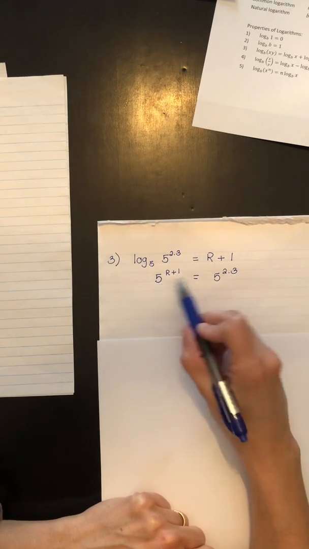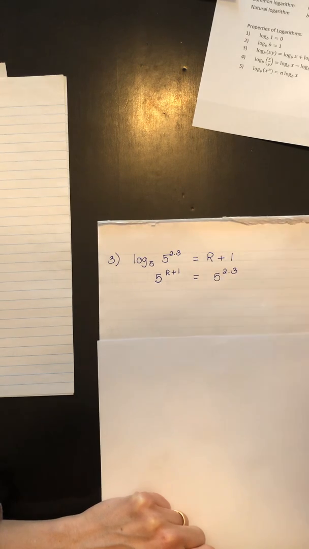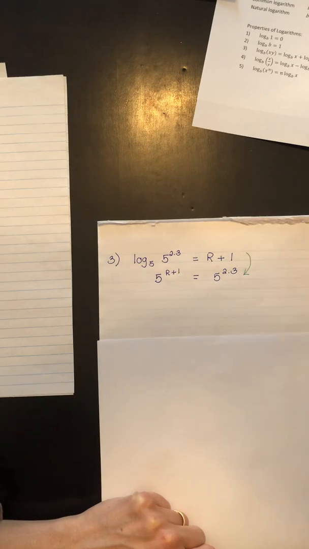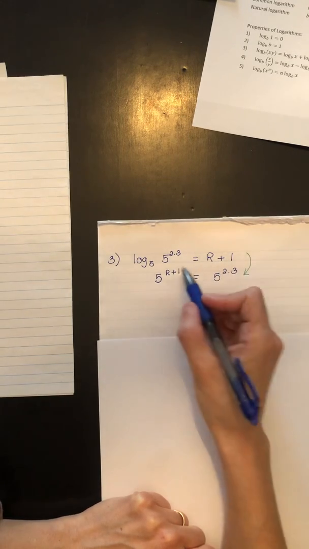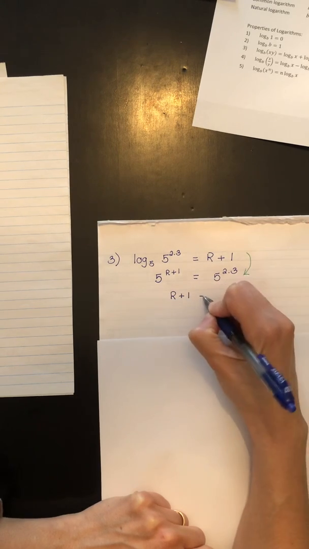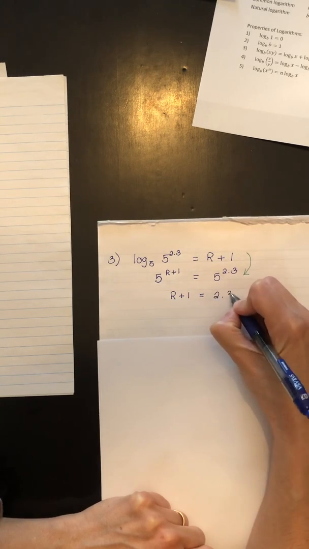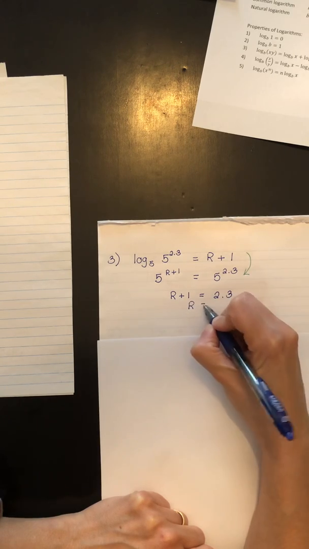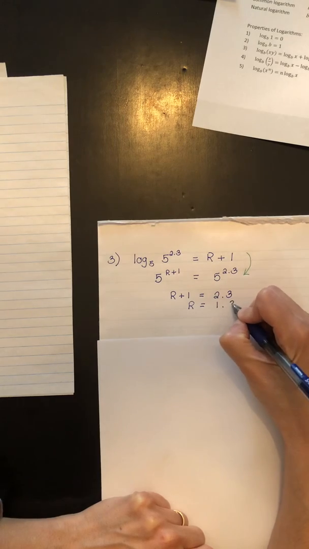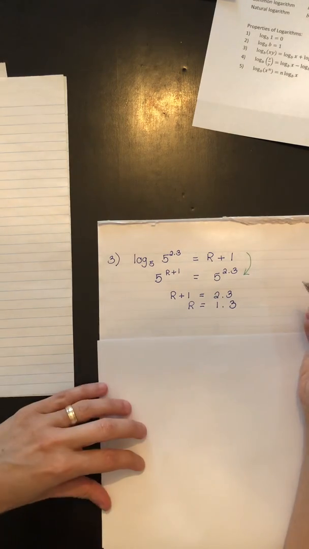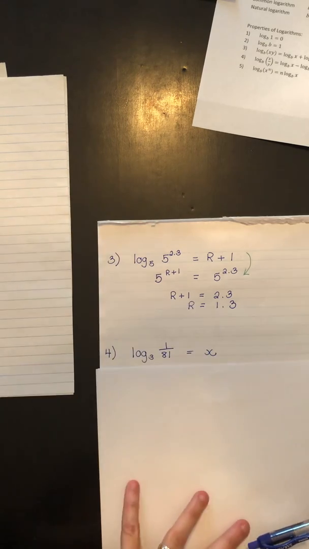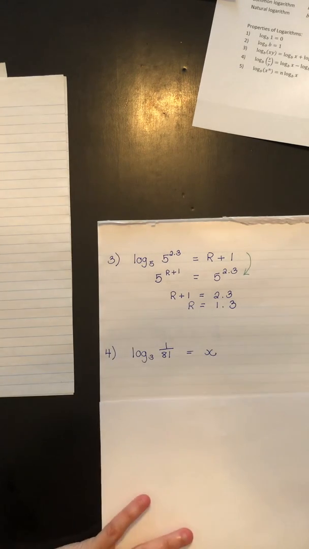Now, both sides already have the same base. We've done the big switch. They already have the same base, so we can simply, at this point, equate the exponents. So r plus 1 is 2.3, and that means r is 2.3 minus 1, or 1.3. Here's another one.